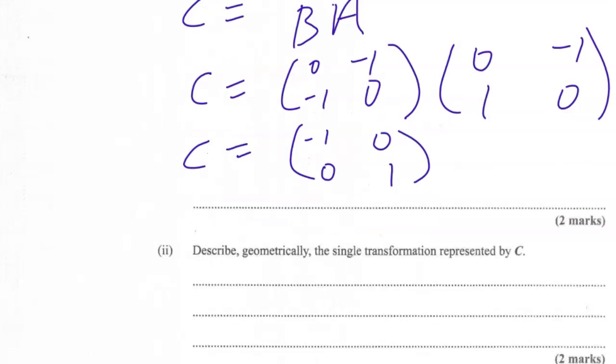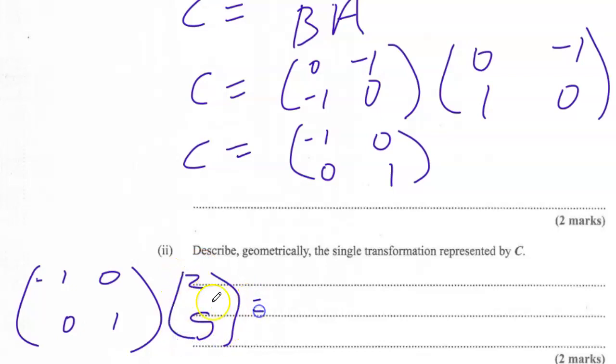Describe geometrically the single transformation represented by C. So if you notice, let's multiply it to a point and see what happens. If I just choose a random point, let's say for example 2, 5, and I multiply this matrix to 2, 5, what will happen is that the x coordinate will change sign. Multiply negative 1, 0 times 2, 5, you get negative 2. And 0, 1 times 2, 5, you get 5. Notice all that would happen is that the x coordinate will change sign.